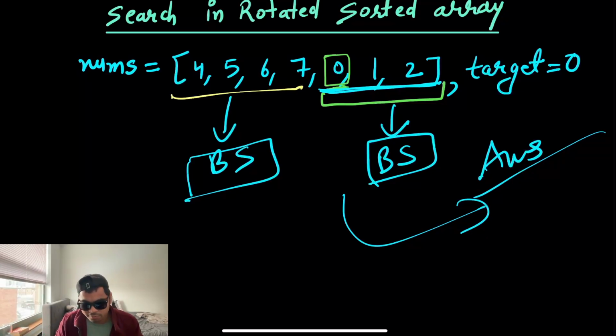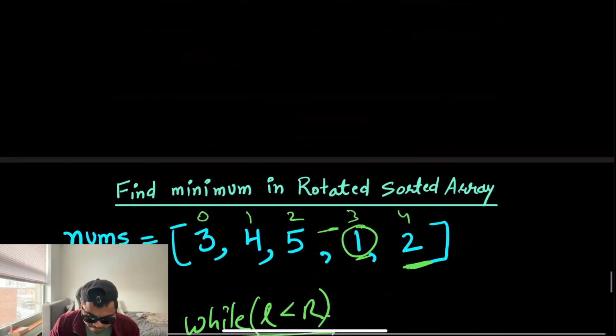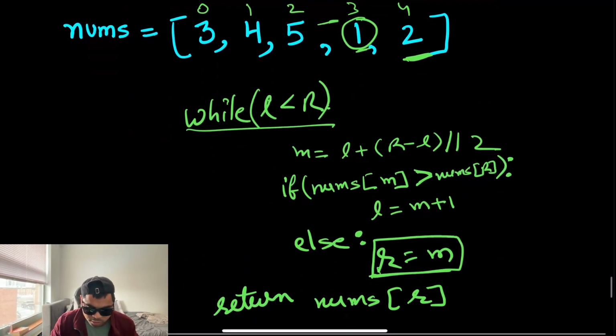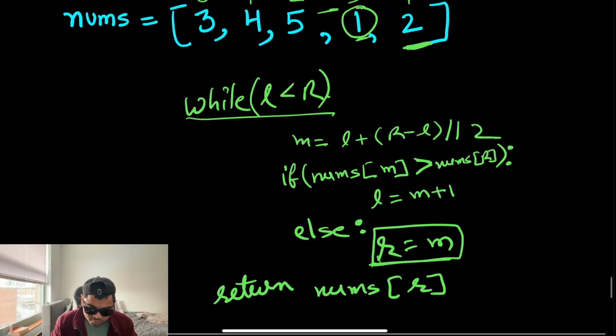Still O(log n) time complexity. We're going to use whatever code we have written for finding the minimum in a rotated array. We have gone through the whole video. We understood how we are going to have this bound where L is less than or equal to R, and we wrote this pseudocode.